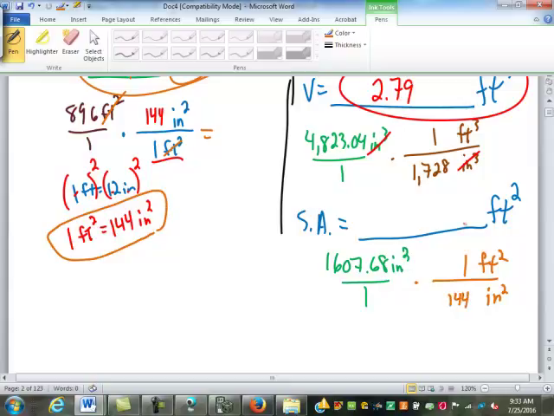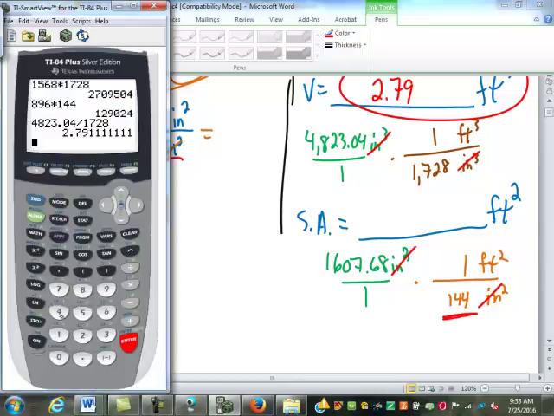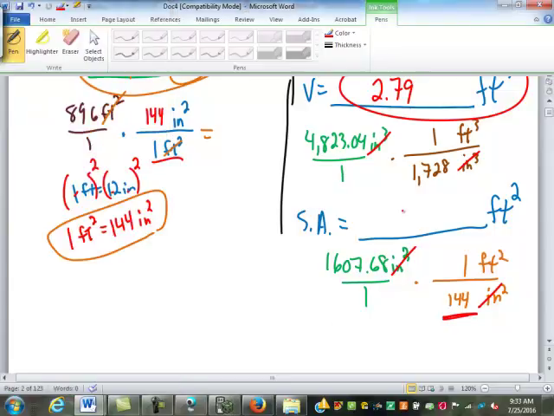144 square inches. And again, the square inches cancel out, but this time the number's on bottom, so we're going to have to divide again. So 1,607.68 divided by 144 is 11.16. Do you have a question? Okay. So 11.16 square feet. What do you think?